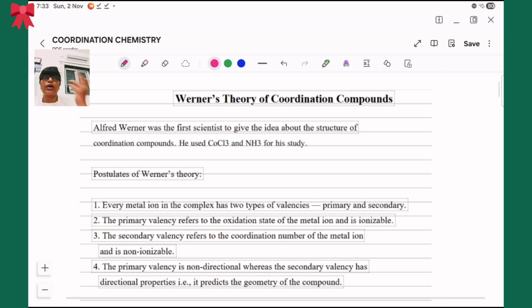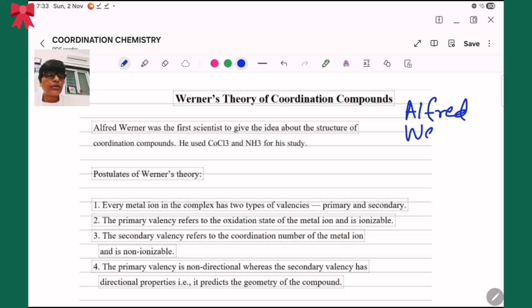This will be hardly a question of 1 mark or 2 marks that can be asked in the board examination from here. So children, the first scientist who studied these coordination compounds was Alfred Werner. So we must know the name Alfred Werner, and he had chosen 2 important compounds for his study. Basically he took a compound like CoCl3. That is cobalt trichloride, already a very stable compound. And he took ammonia, which is also a very stable compound.